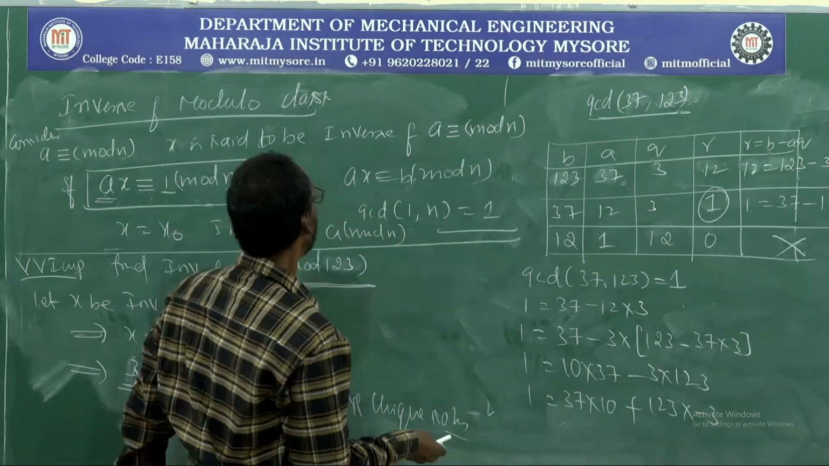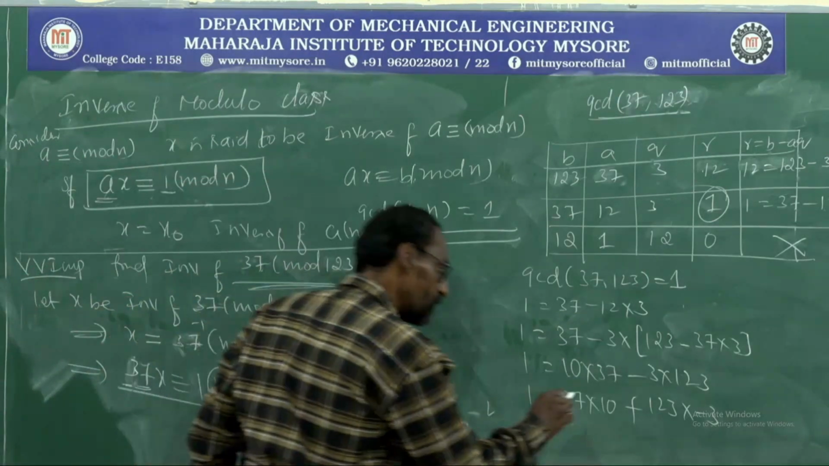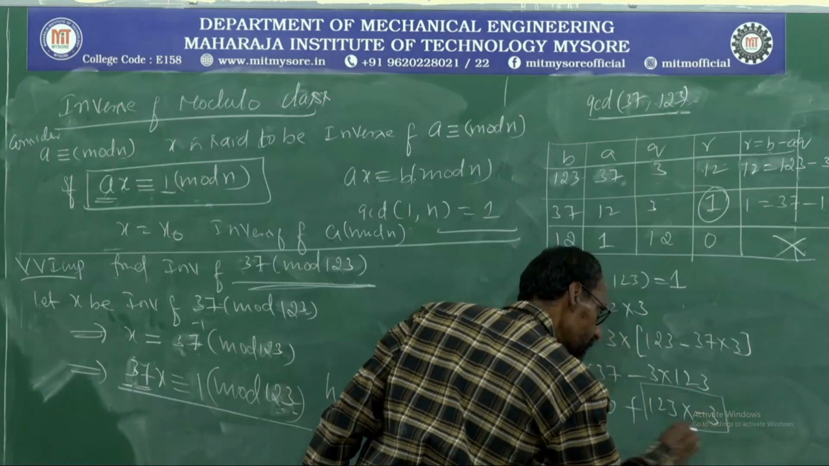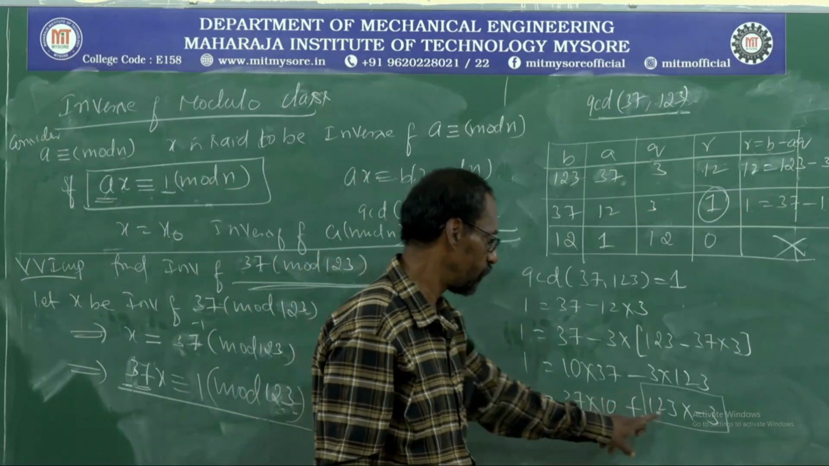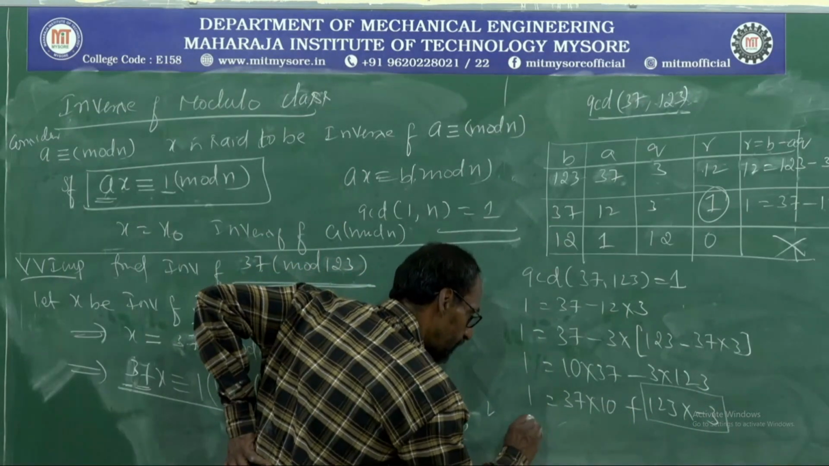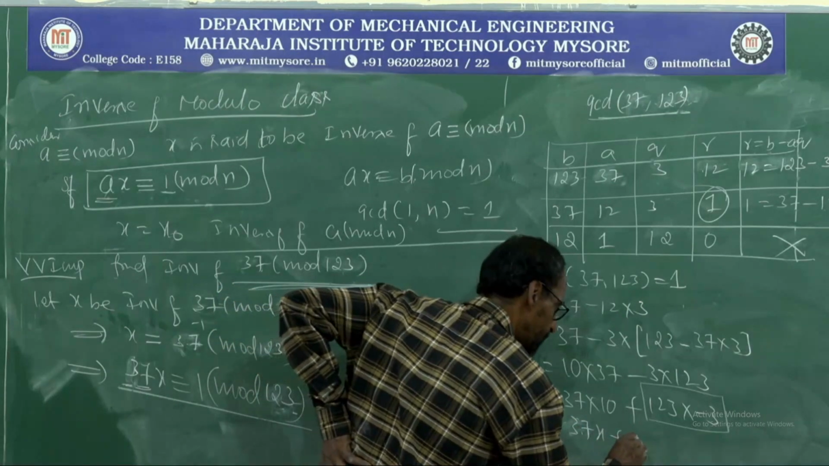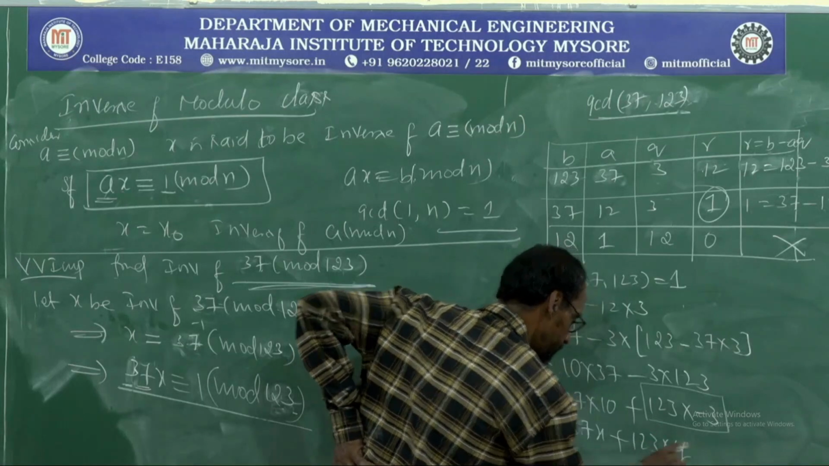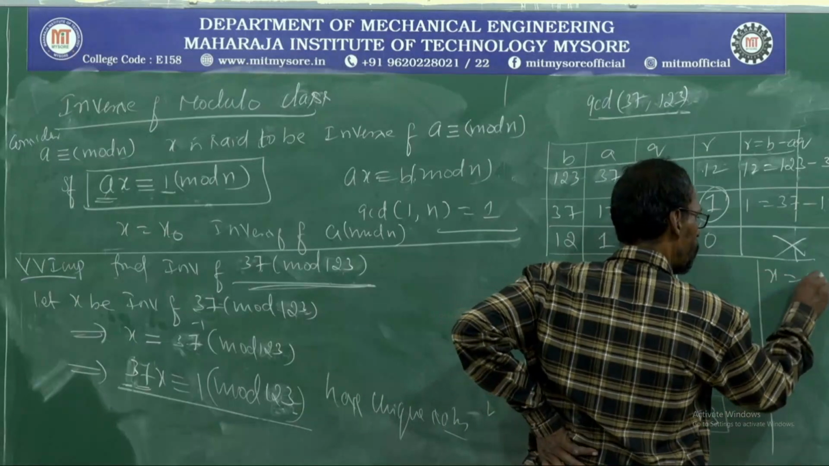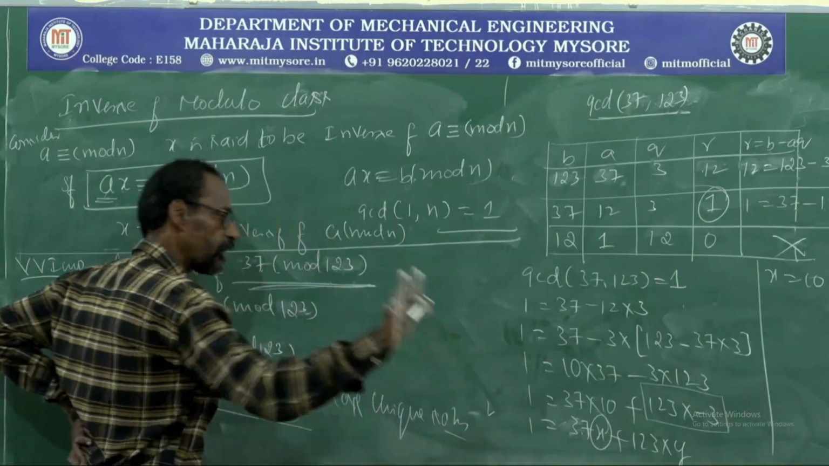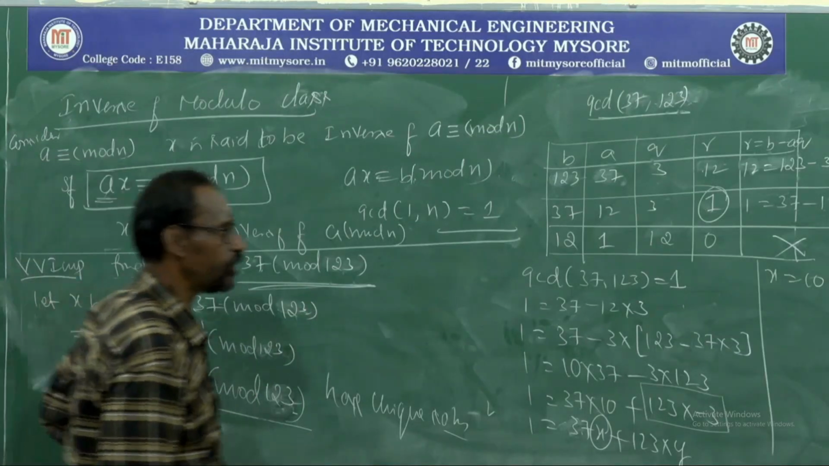So what is your x value? See, I don't want this component. This is the speciality here, so be careful. So we have 37 times 10, 123 times minus 3. We can write this as 37 times x plus 123 times y. What is the x value? My x value is going to be 10. Don't worry about y. We are not interested in y. Only x is what we want. What is the x value? 10.